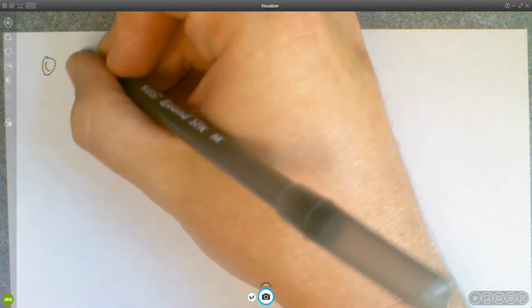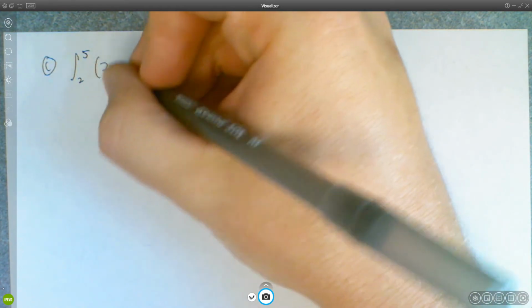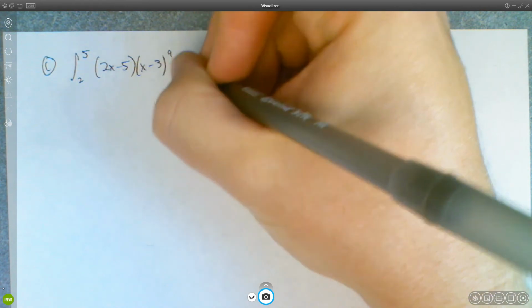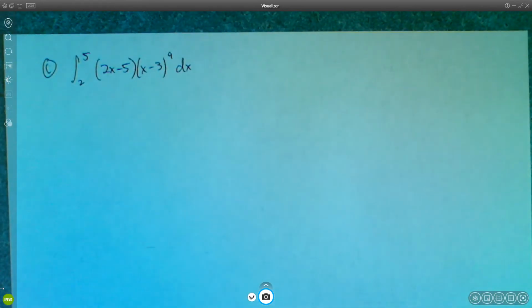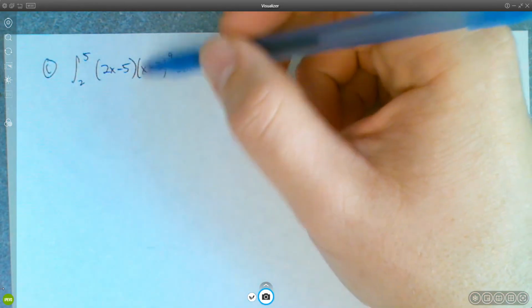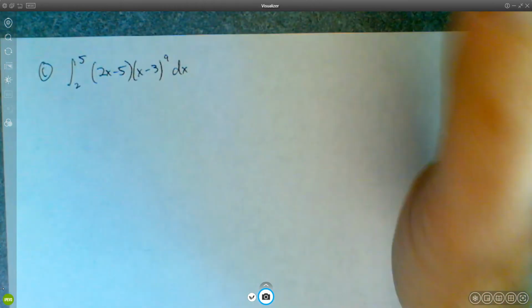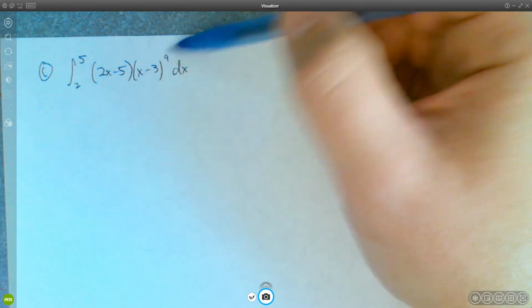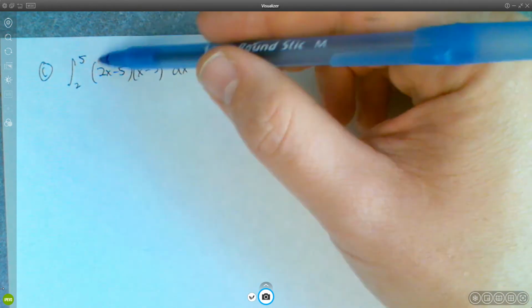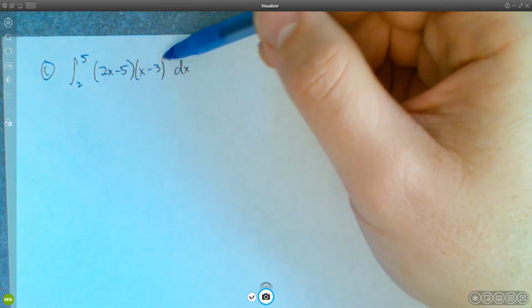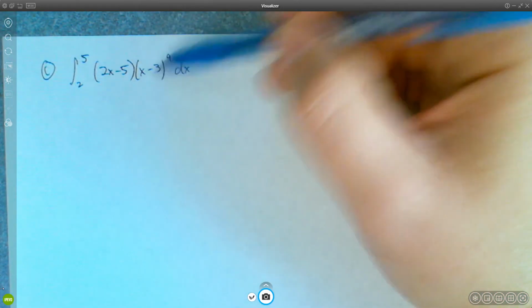So let's integrate from 2 to 5, 2x minus 5 times x minus 3 to the 9th dx. Now this one's interesting just because of the u substitution portion of it. I don't have to use a u substitution for this. I could raise x minus 3 to the 9th power and then multiply that result by 2x minus 5. It's just that it's going to take you a long, long time to do it. So I'd rather avoid that if I can. Which means that the thing that I want u to be is probably x minus 3. That way I just have u to the 9th.